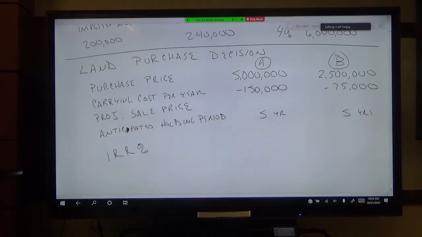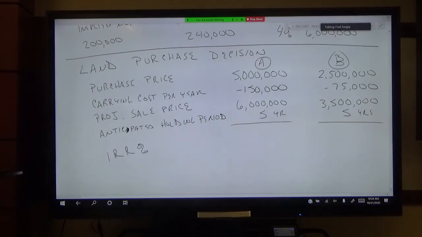But in terms of how much we're going to sell it for, let's just say that after 5 years, we can sell this one for $6 million, and this one for $3.5 million. Okay, both have gone up by basically $1 million. All right, so now what we want to do is calculate the internal rate of return for each of these.